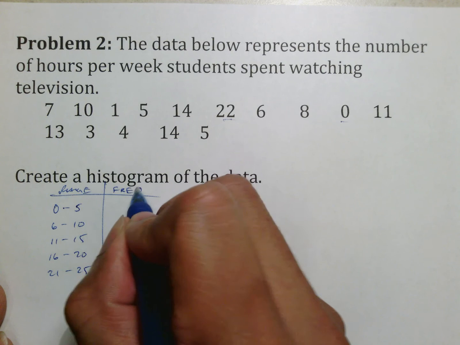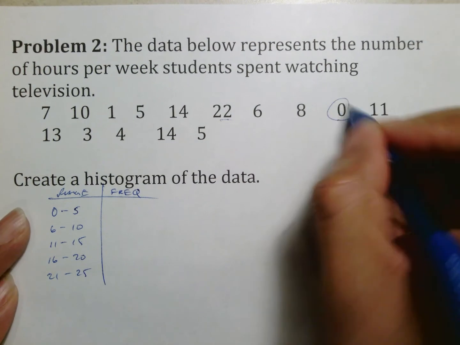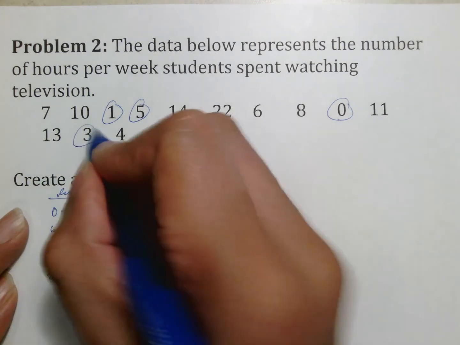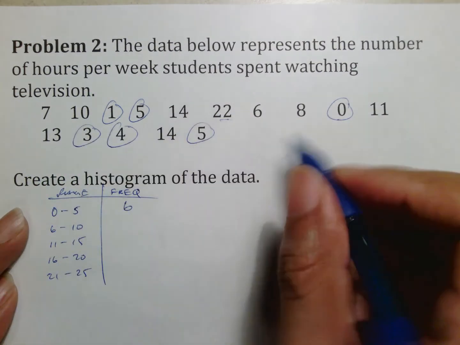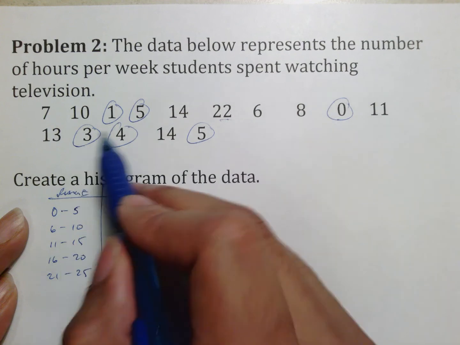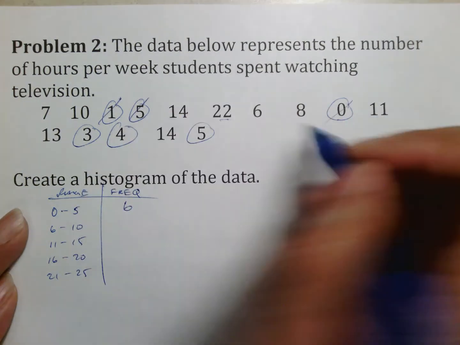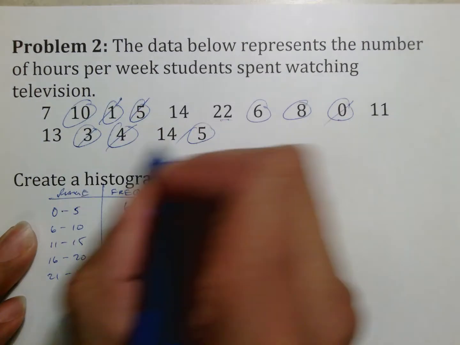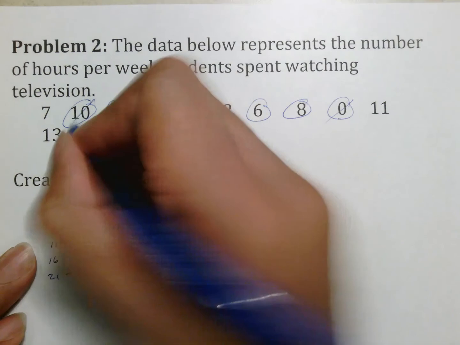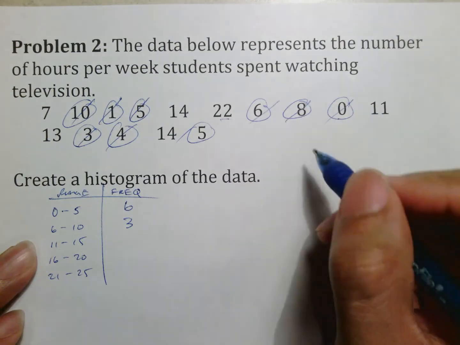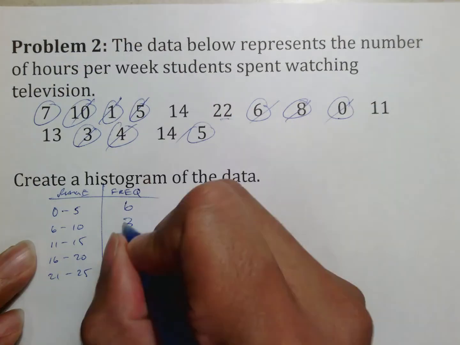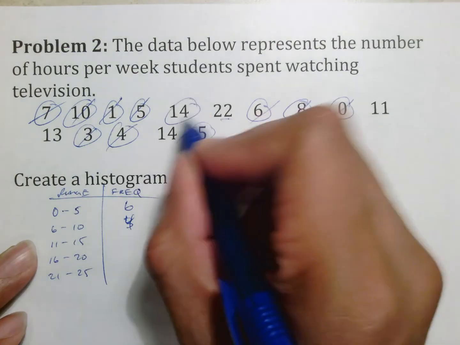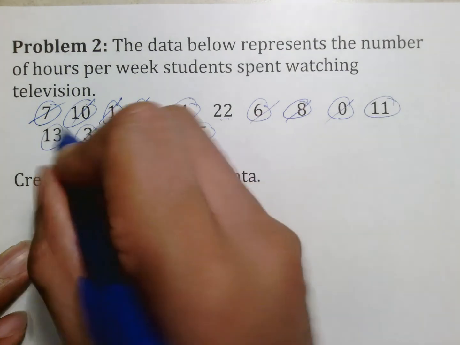But again, this is my range, which I will need to see for your histogram to count, and this is your frequency. So now we count 0 to 5. I'll start over here. 1, 2, 3, 4, 5, 6 of those. From 6 to 10, 1, 2, 3, 3 of those. 11 to 15, there's 4 of those. So 11 to 15, here 1, 2, 3, 4.